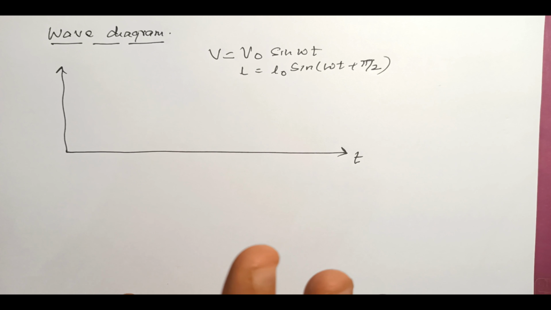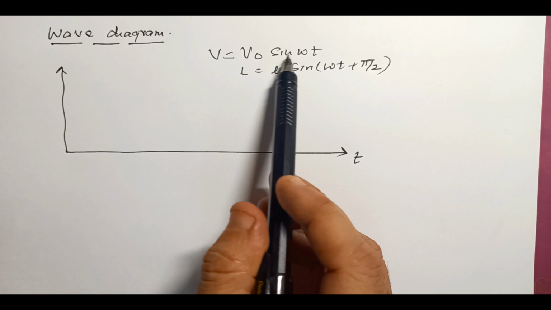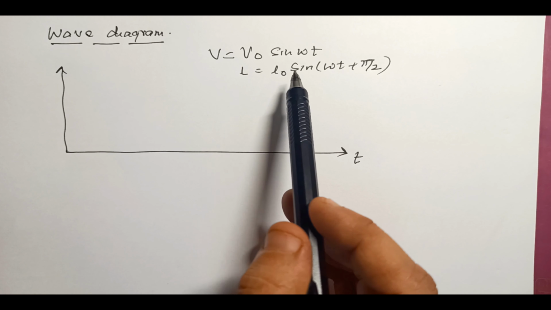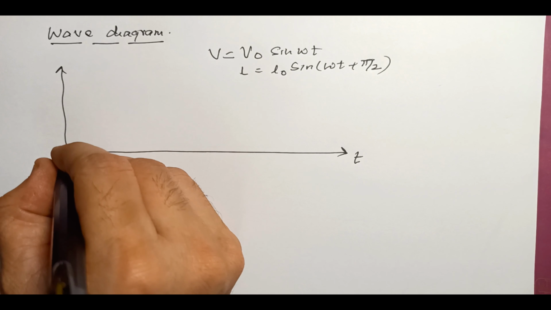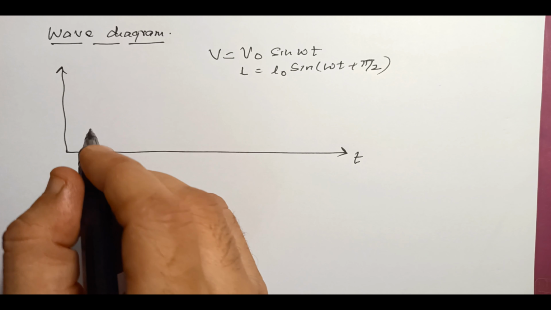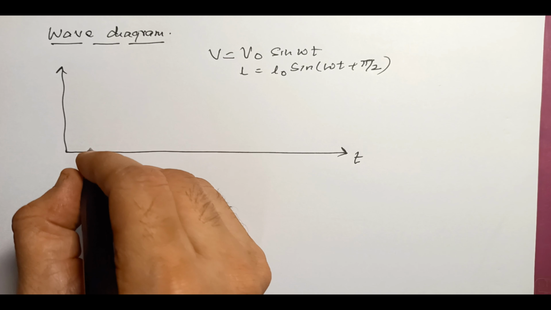Now we will draw a wave diagram. In the wave diagram, first, we have written V is equal to V naught sine omega t, and I is equal to I naught sine omega t plus pi by 2. Now remember one thing: before that, let me first draw V is equal to V naught sine omega t.